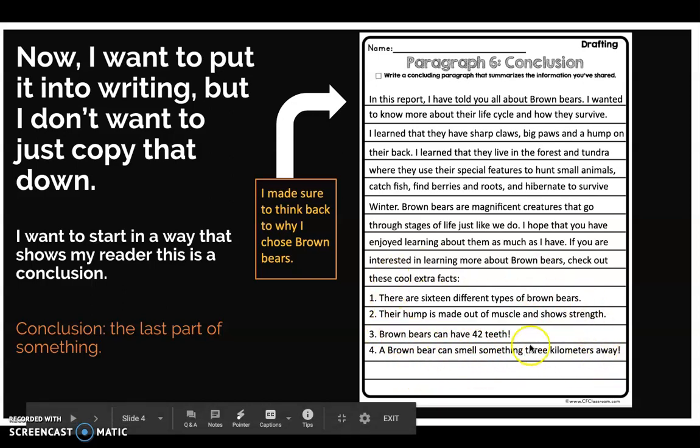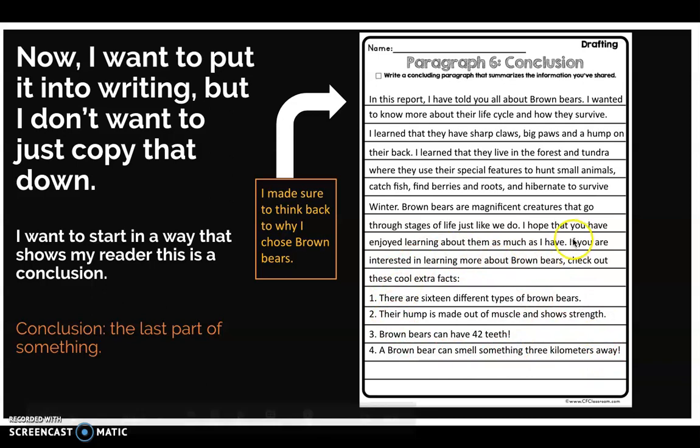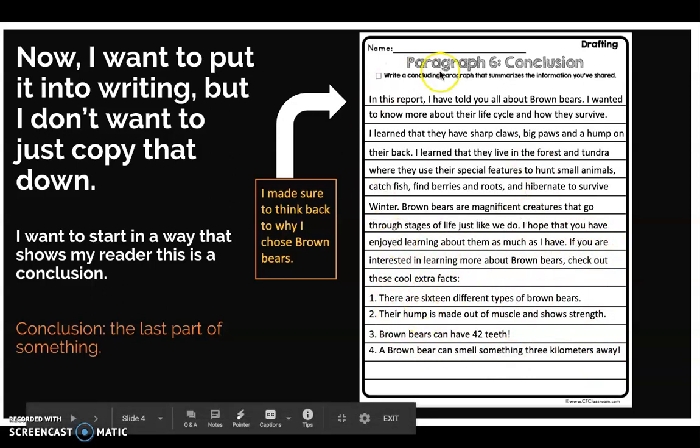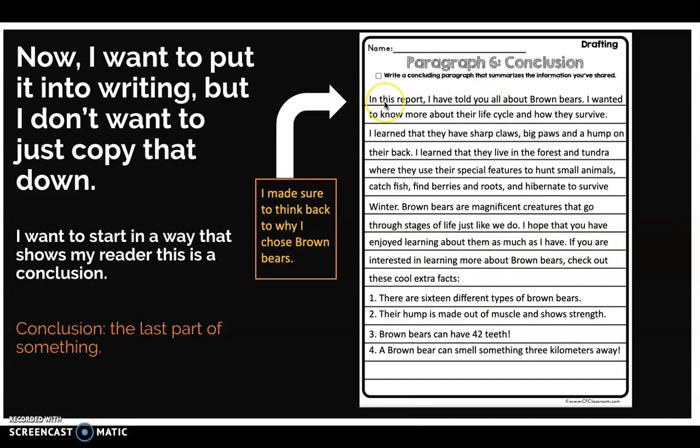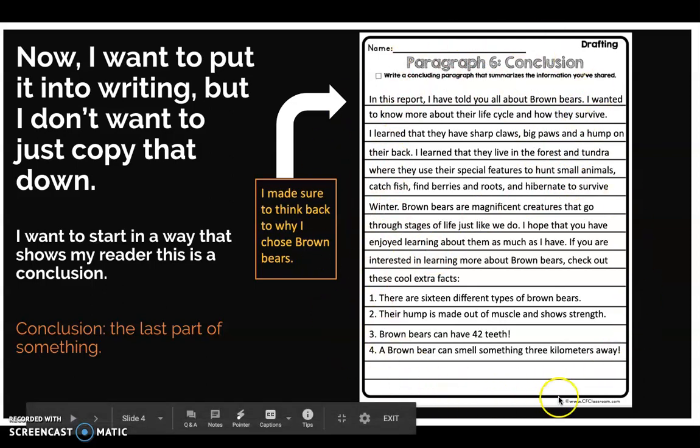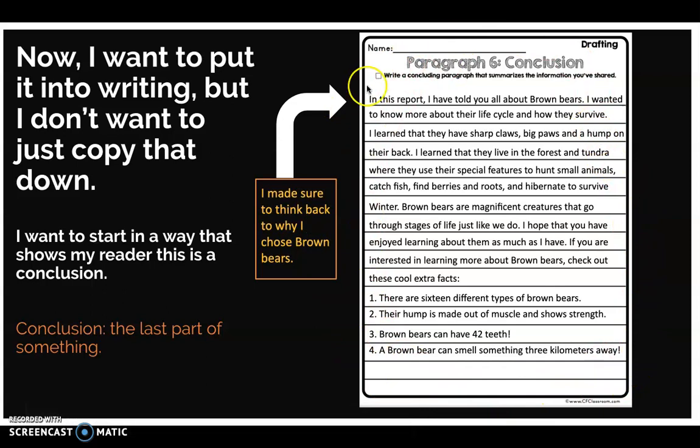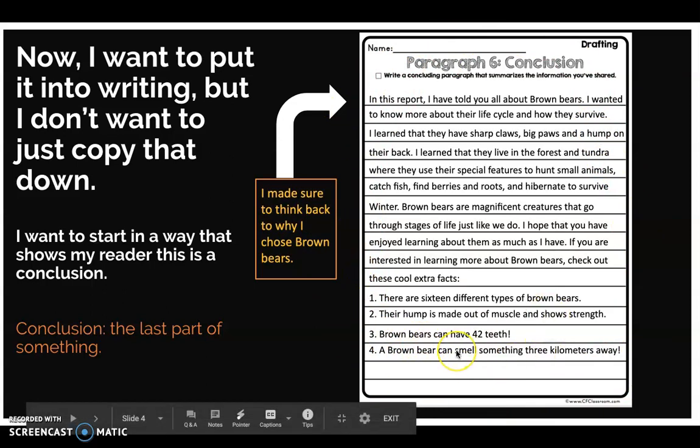So notice how I just kind of stuck my extra facts in at the end, but I said, if you're interested in learning more, here are the extra facts. My conclusion shows that I set out to learn about their life cycle and how they survive, and I gained all of this information. So when you're writing your conclusion, I want you to have this up, my example, so that you can use it as a guide for writing your own. I'm really excited to see what you write.